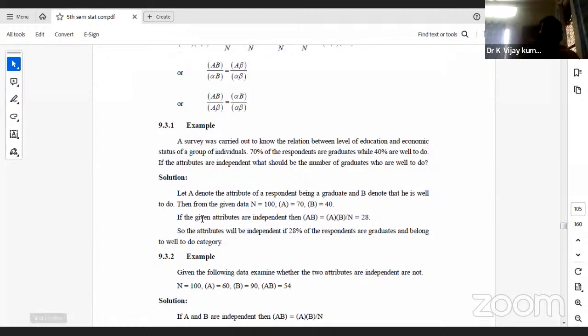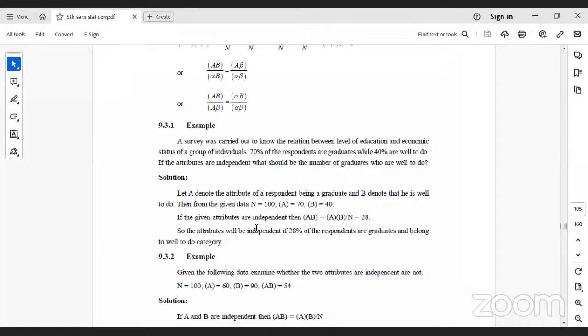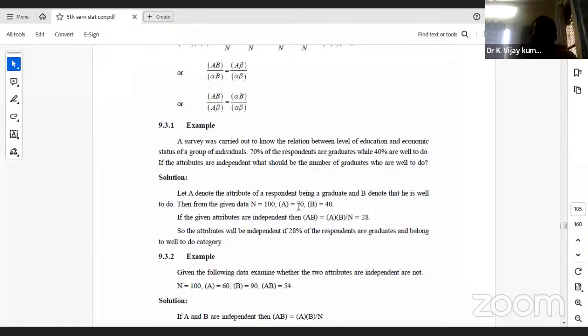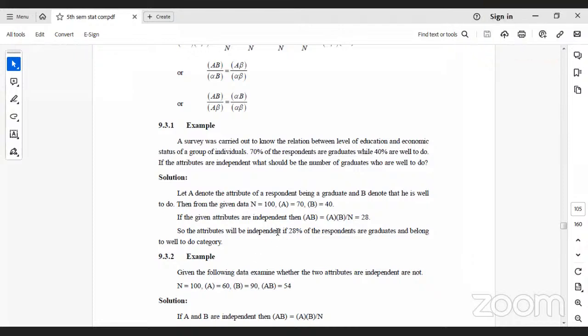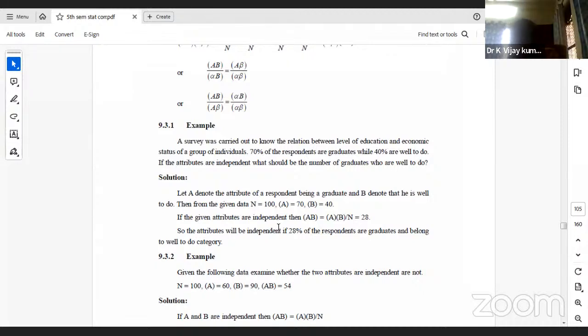Let A denote the respondent being graduate and B being well to do, then we can take the data N is equal to 100, A is equal to 70, B is equal to 40. Correct? So given the attributes A, B by N, 70 into 40, 2800 by 100, that is 28. So if the attributes are independent, 28% graduates belong to the well-to-do category. N is equal to 100 we take. 70 into 40 is 2800, 2800 by 100 is equal to 28. You can do this one.